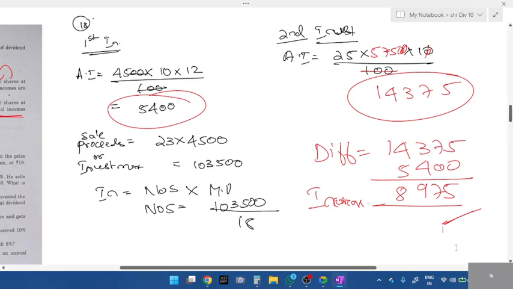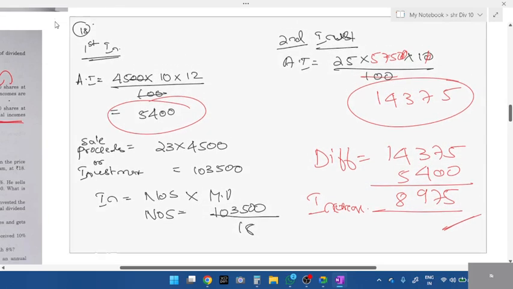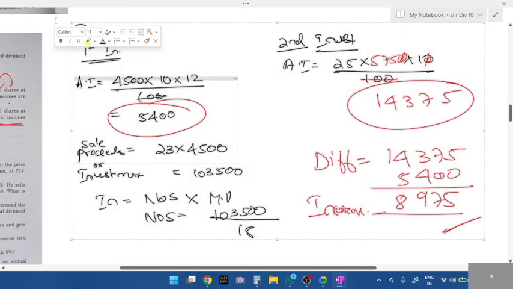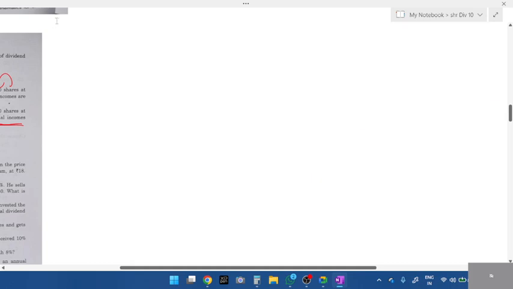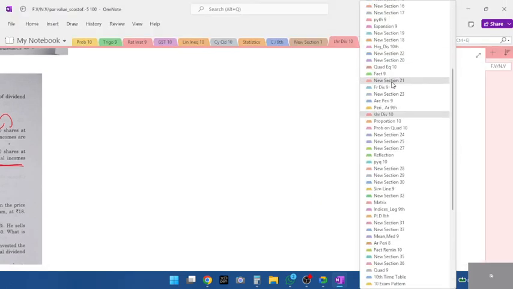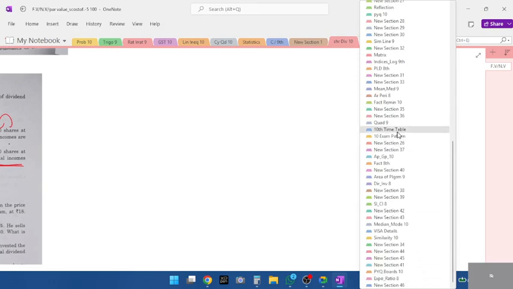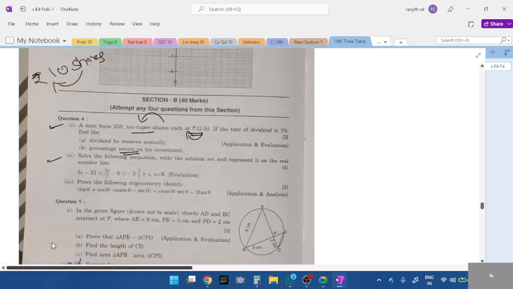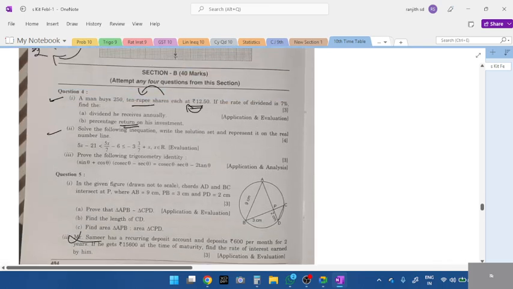This is the most difficult question. Maximum they'll give only till year. But in the board exam, I think they'll give easier ones. So complete this. This chapter revision is done. Shall we try the next one? Next question. Which is the next one?